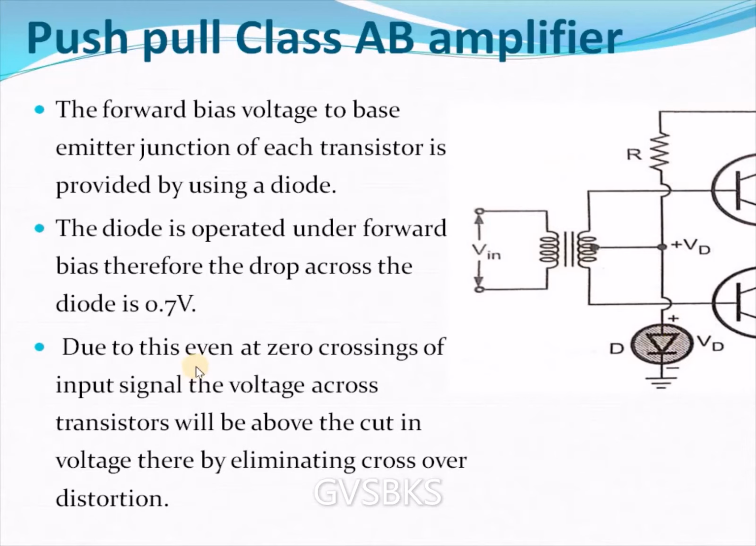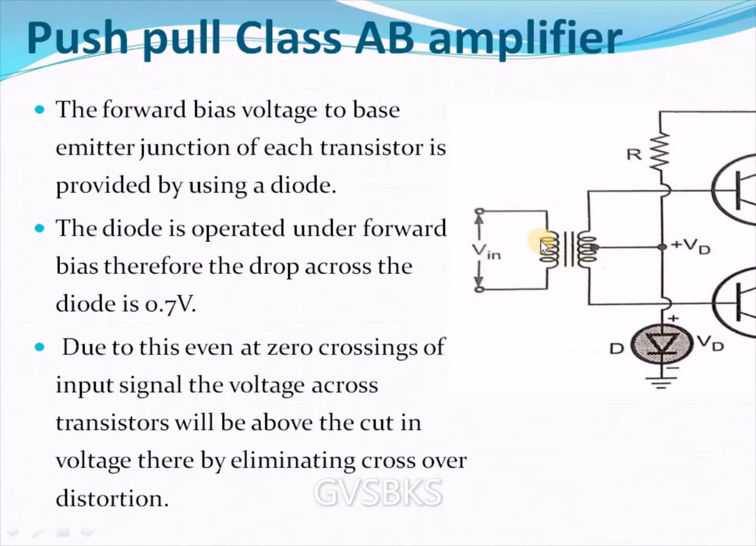Okay, so due to this, even at zero crossings of the input signal, the voltage across the transistors will be above the cut-in voltage. Therefore, there is no crossover distortion, as 0.7 volts is always given to the bases of the transistors. Therefore, there is no switch off in the class AB type of push-pull power amplifier.